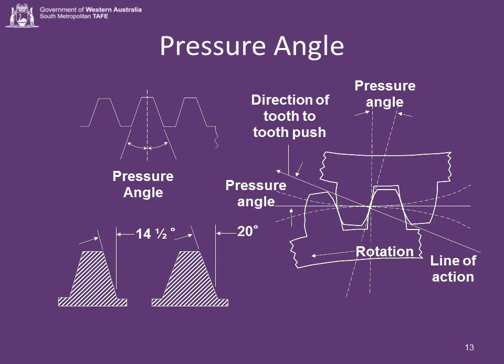It's extremely important that the pressure angle be known when gears are mated, as all gears that run together must have the same pressure angle. The pressure angle of a gear is the angle between the line of action and the line tangent to the pitch circles of mating gears.